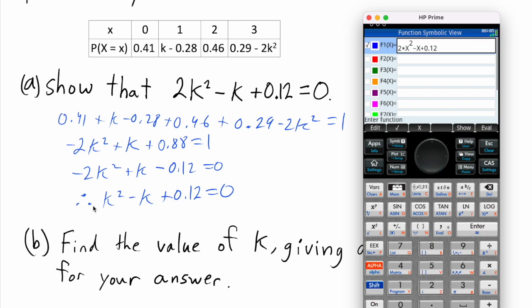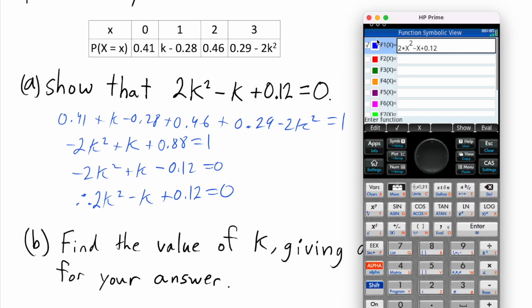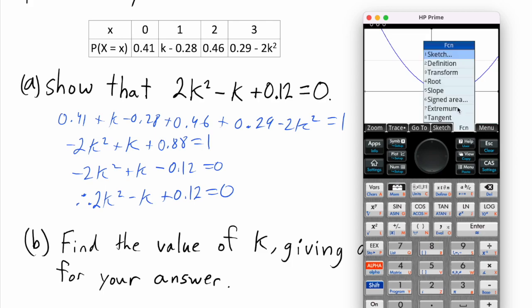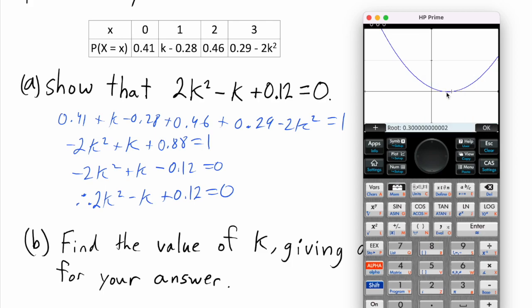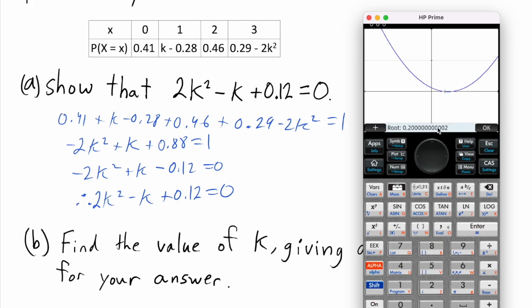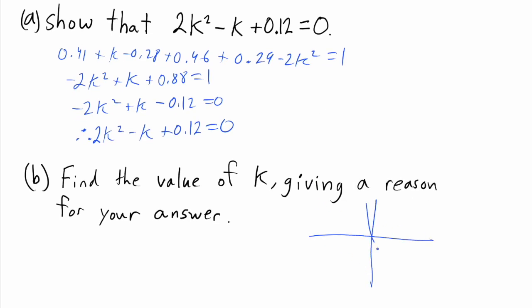Oh, I made a mistake with this previous question. That should be a 2, of course. So we plot it, and if you look closely, there are 2 x-intercepts. Let's find the root. You get exactly 0.3 and exactly 0.2. Sometimes the calculator spits out a bunch of zeros like this, but this is exactly 0.2 and 0.3.